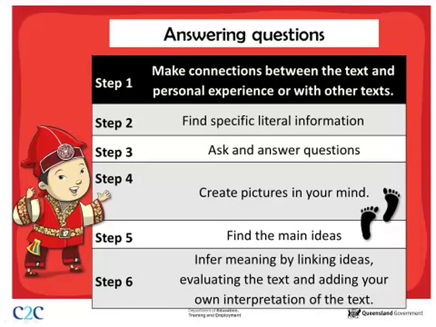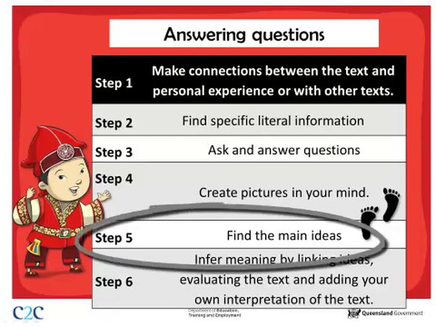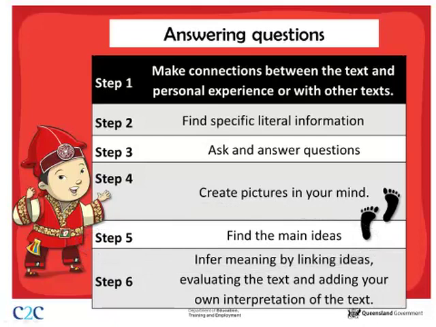Step 4. Create mental images. This means you need to think about what the characters might look like or how a scene might look and create a picture in your mind. Step 5. Find the main idea. Think about what the author is mainly trying to show you. Maybe it's a moral or message.